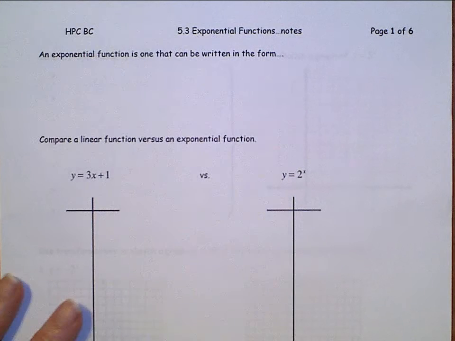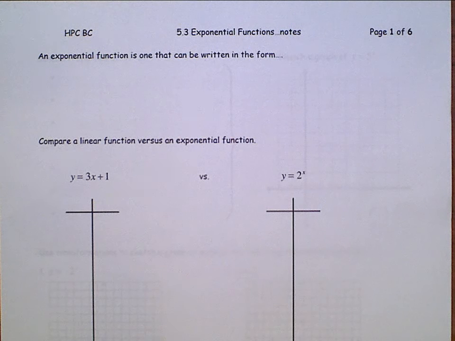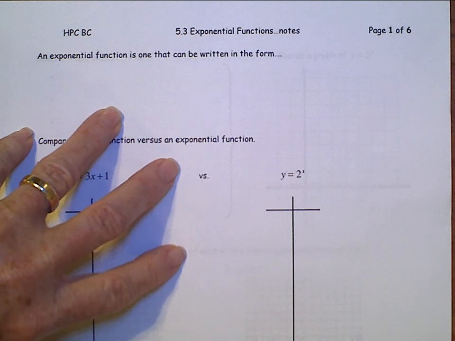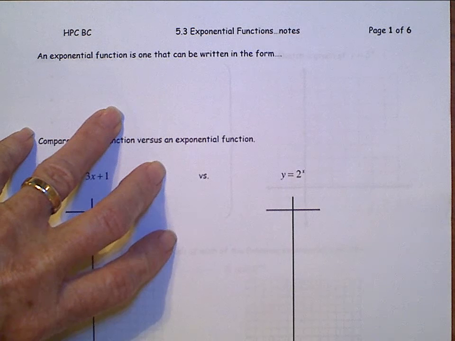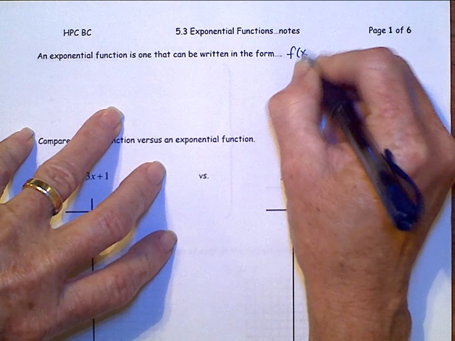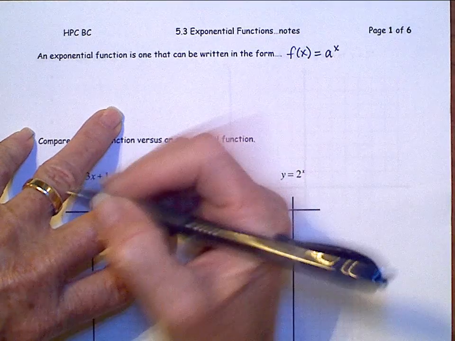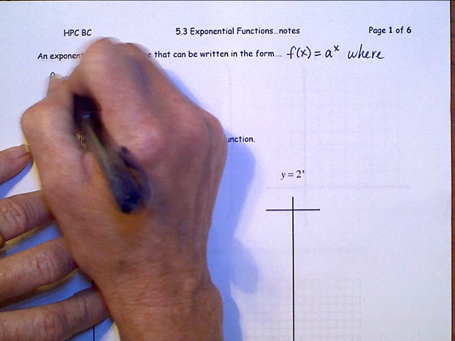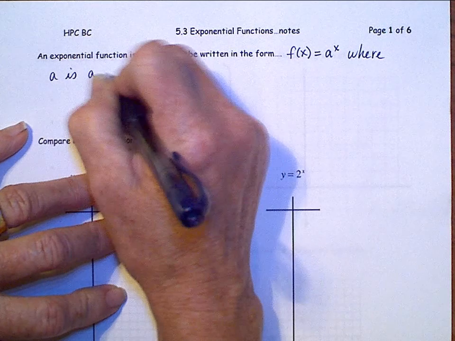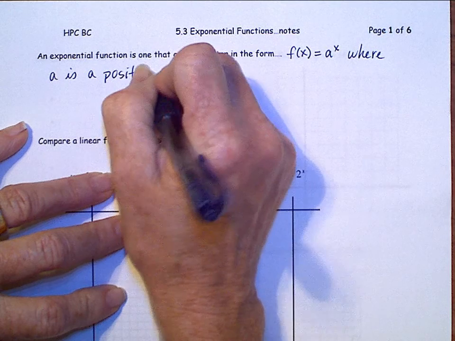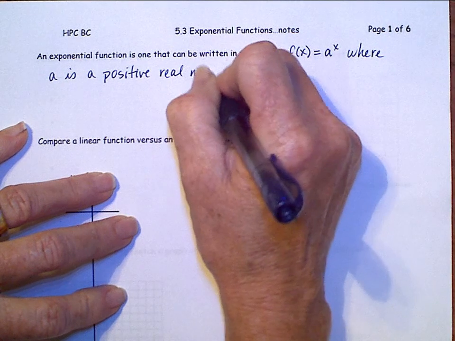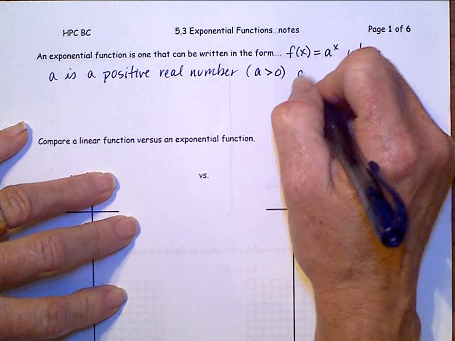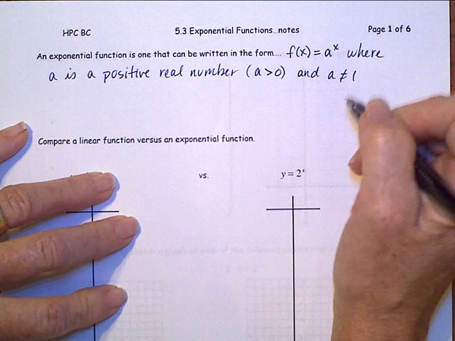All right, we are doing section 5.3, day 1 today. And we're going to start talking about exponential functions. An exponential function is one that can be written in the form of f of x equals a to the x, where a is a positive real number, so a is greater than 0 and a is not equal to 1.